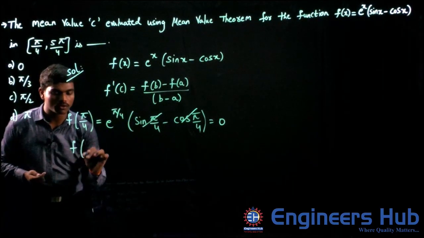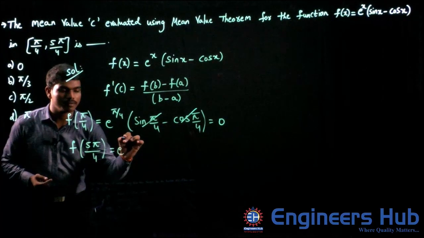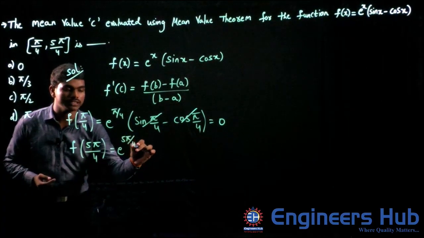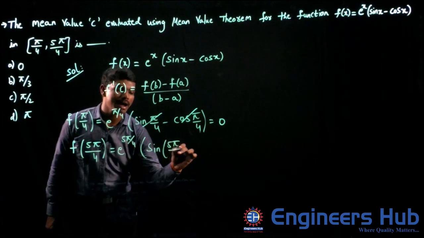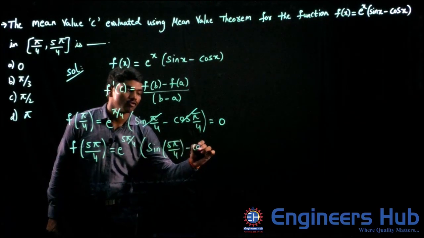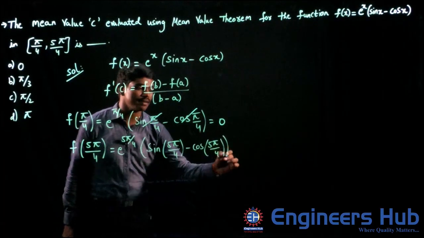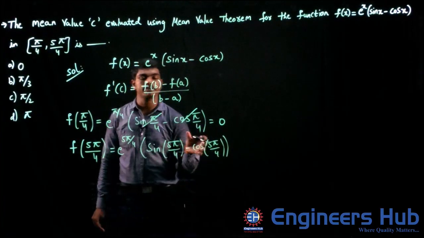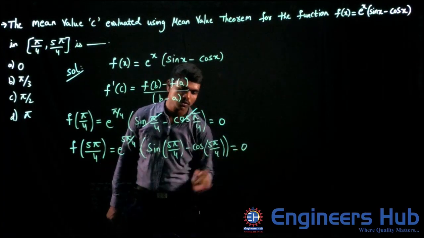Similarly, if you talk about f of 5 pi by 4, what does it have? e power 5 pi by 4 into sin 5 pi by 4 minus cos 5 pi by 4. And if you see again, sin 5 pi by 4 and cos 5 pi by 4 both are same. So this is also 0.